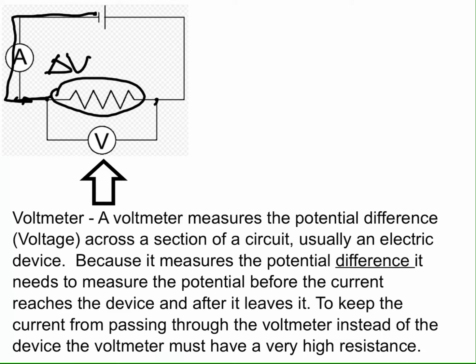So it says it's connected across a section of a circuit, usually across an electrical device. So in this case, we have it hooked up across a resistor. It says because it measures potential difference, it needs to measure the potential before the current reaches the device, so here, and after it's gone through the device, so here. So it can find the difference between what it was before and what it is after.